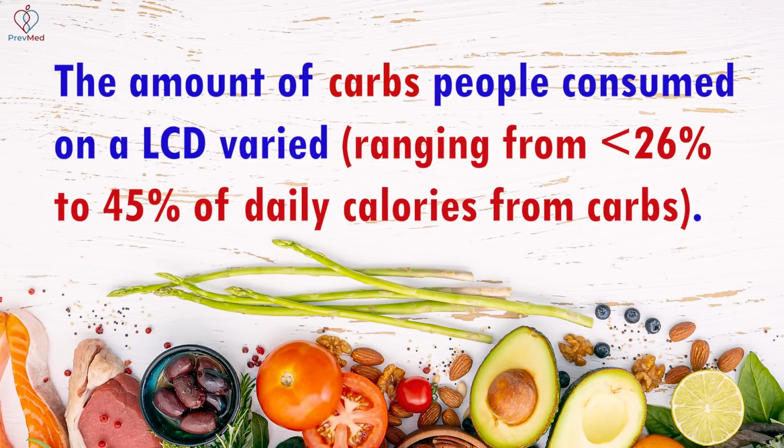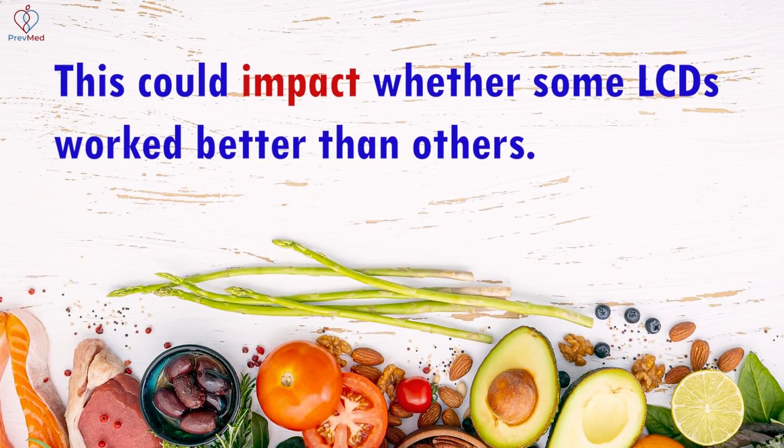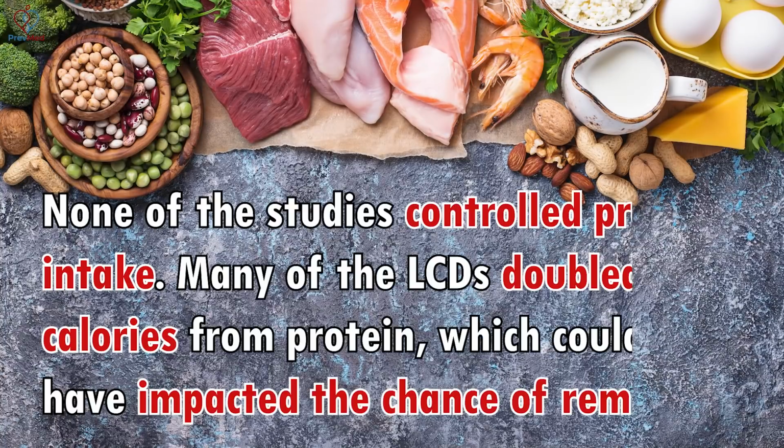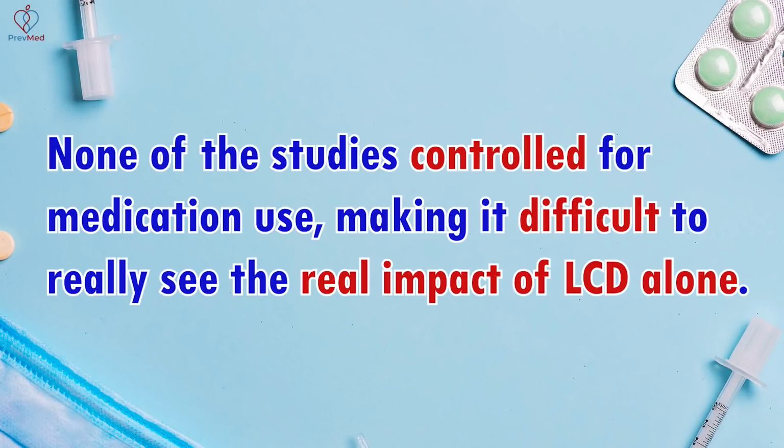The amount of carbs people consumed on a low-carb diet varied, ranging from less than 26% to 45% of daily calories from carbs. That's not a low-carb diet to me, unless my math is wrong. That's a very, very gentle, very easy diet, unless it's including all of those broccoli, all of those fiber-related carbs. This could impact whether some low-carb diets work better than others. None of the studies controlled for protein intake. Many of the low-carb diets doubled the calories from protein, which could also have impacted the chance of remission. None of the studies controlled for medication use, making it difficult to really see the impact of low-carb diets alone.